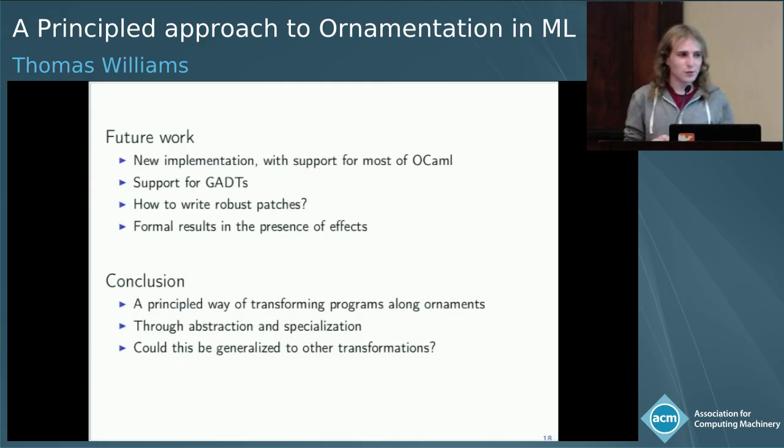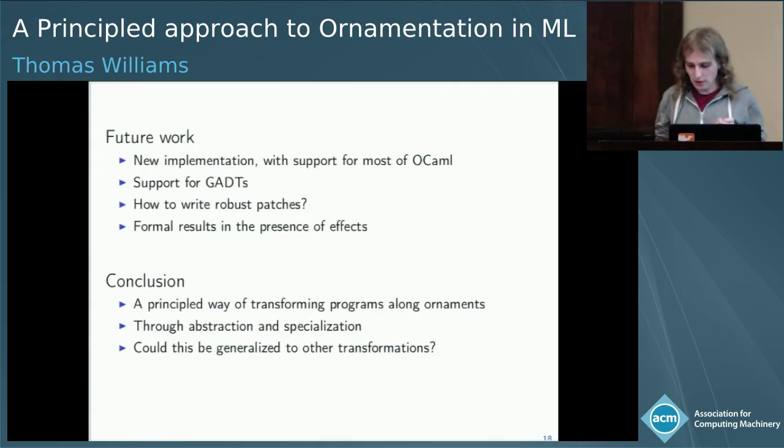So we have something that we would like to do from this. We would like to write a new implementation that supports most of OCaml and piggybacks on OCaml's type checker. This would allow us to run this on large-scale programs and so make it useful for actual programmers. We would need support for edits, because adding an invariant is something we can do with ornaments that we don't really treat here. There is a question of how to write robust patches, so we have to consider this more.